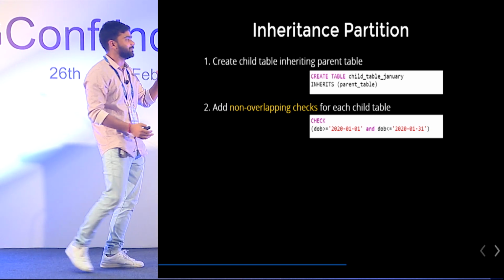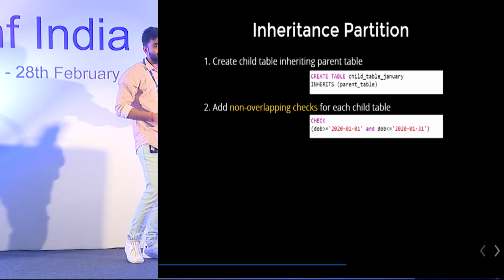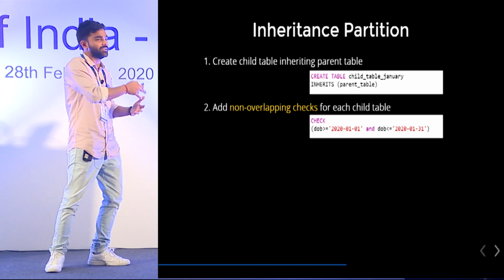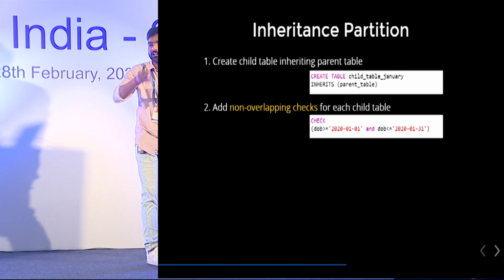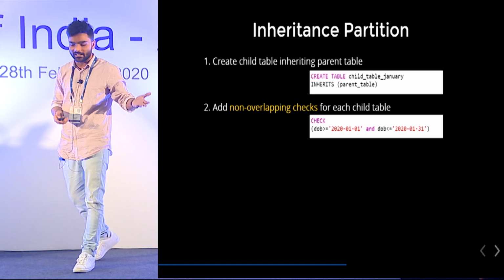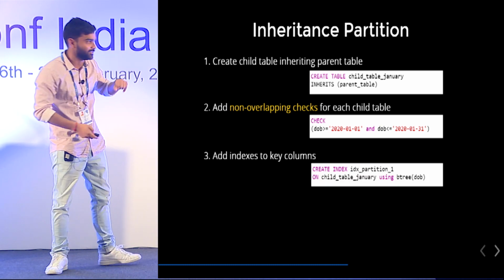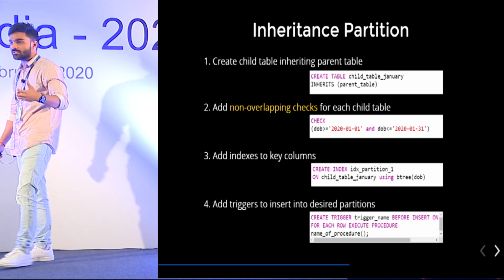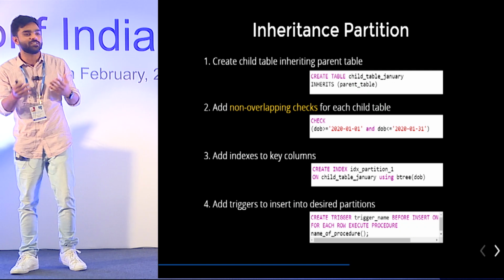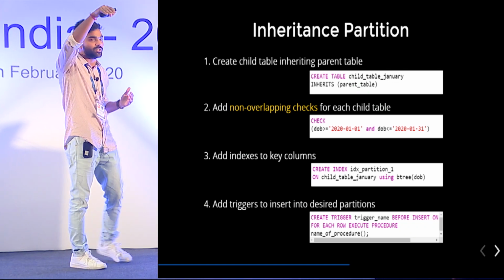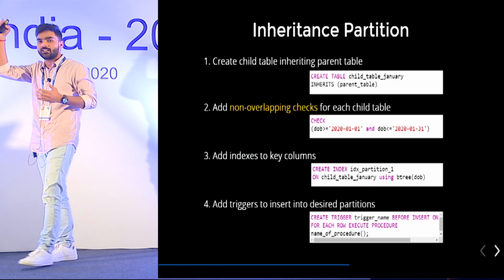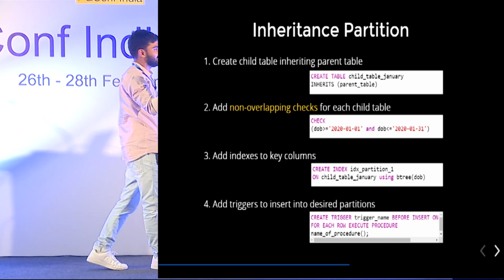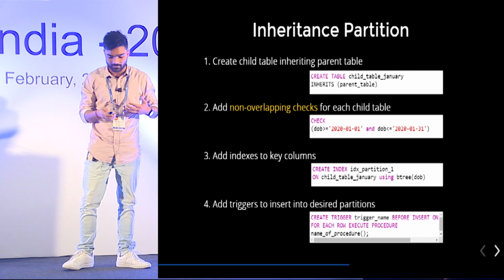Those checks can be something like: add a check that my date of birth has to be in January, add a check that my date of birth has to be in February, add a check that my date of birth has to be in March. So you created multiple child partitions that are inherited from my parent population table. You add indexes to the key columns, and you add triggers to insert data into the desired partition. So if you insert into the main population table, you have to add triggers and rules in order to route that insert into the appropriate child table.